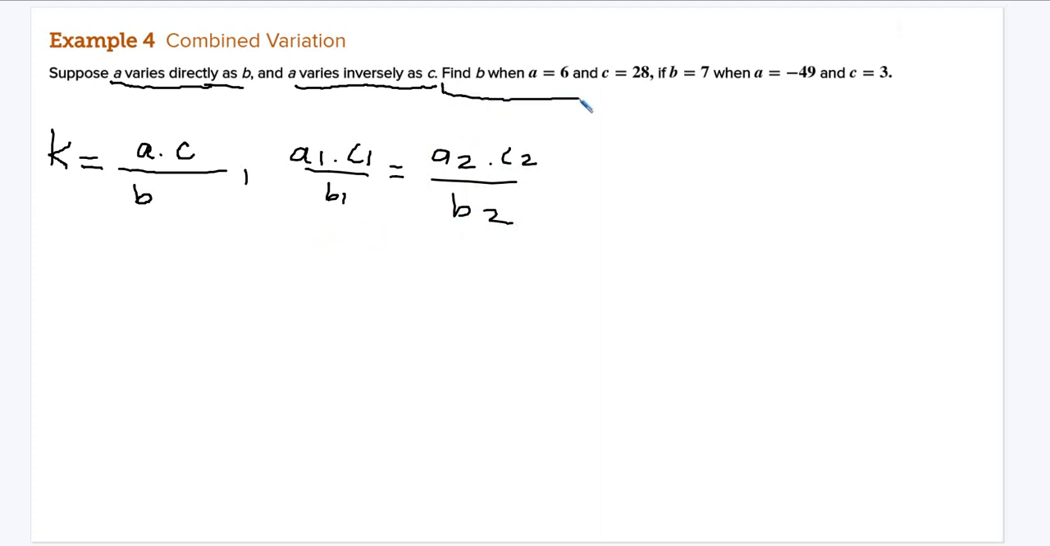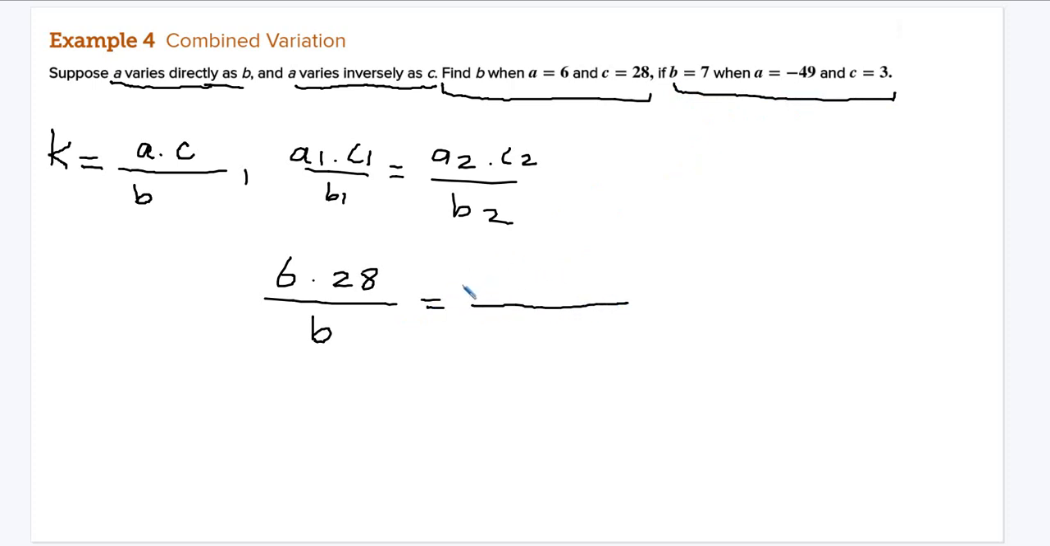So let's read the question, the first part. Find B when A is 6 and C is 28. Okay, so A is 6. If you plug into the formula, the first number of A is 6, the first number of C is 28, and we are looking for B. B or B1, it doesn't matter how you write. It is equal to, when B is 7, A is -49 and C is 3. These are the second numbers of the variables. So A is -49, let's start with that.